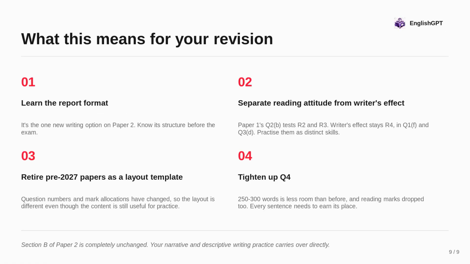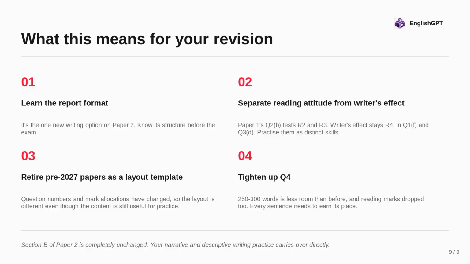Section B, the composition section with the descriptive and narrative choices, is the same in both versions. Same 4 prompts, same 16 marks for content and structure, same 24 for style and accuracy, adding up to the same 40. The only change is minor phrasing in the level descriptors, not the tasks, the word counts, or the mark allocations. If you've been practicing narrative and descriptive writing against the old criteria, that work still applies directly to the new paper.